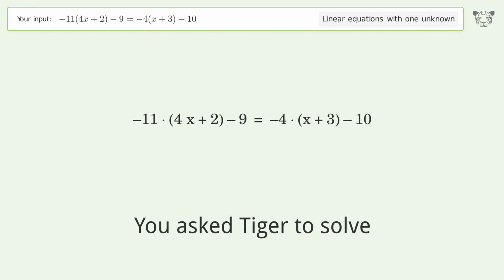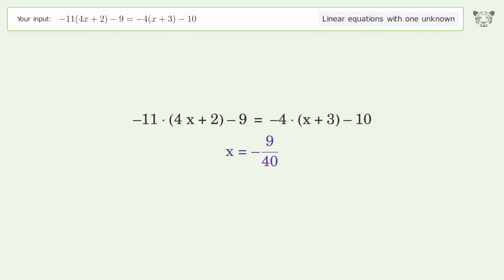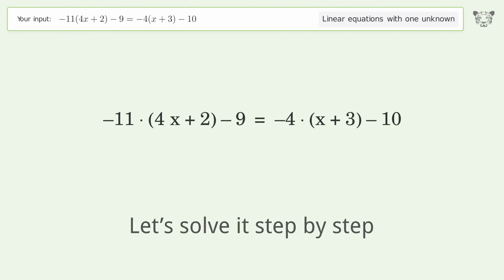You ask Tiger to solve. This deals with linear equations with one unknown. The final result is x equals -9/40. Let's solve it step by step.